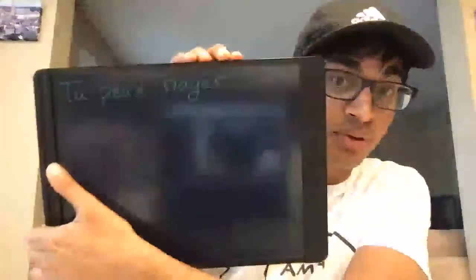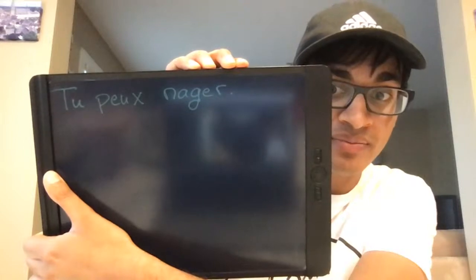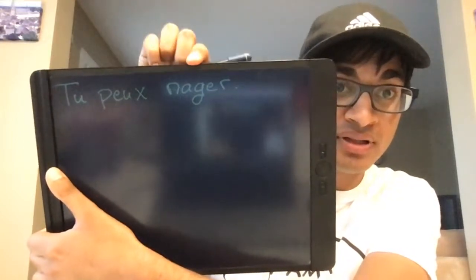Let's look at another example. Let's look at, for example, you can swim. We did that earlier, right? How do you say you can swim? As I write it, I want everybody to think. Maybe write it in your book. How do you say you can swim? Okay. Tu peux nager is you can swim. Tu peux nager.